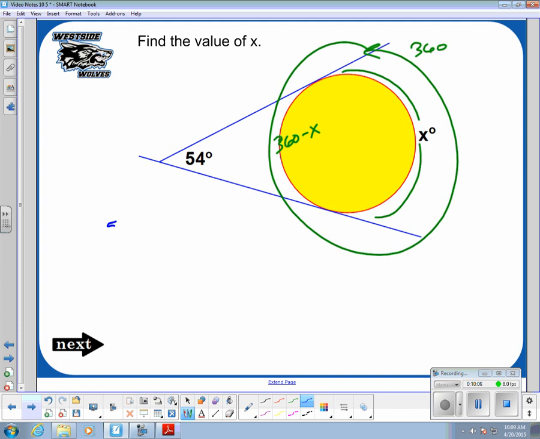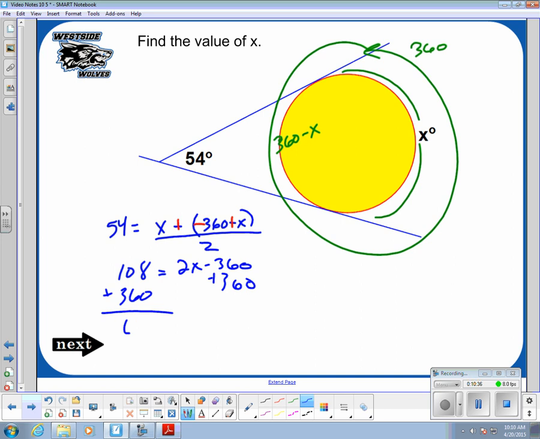All right, so 54 degrees equals the arc big, which is x, minus the arc small, which is 360 minus x, all over 2. So 108 equals, just like that last one I talked about, you probably did not distribute this negative correctly. So it becomes a positive, negative, and a positive. And so I get 2x minus 360 plus 360 plus 360. 468 equals 2x. X is equal to 234. And that is the measure of x, 234.